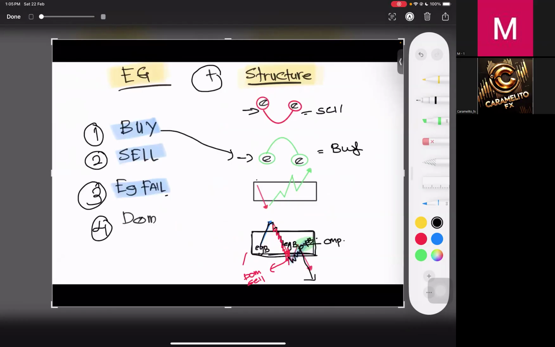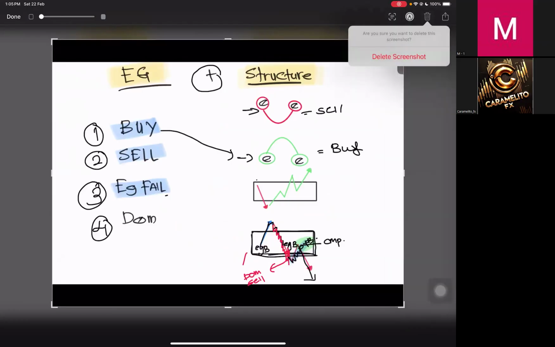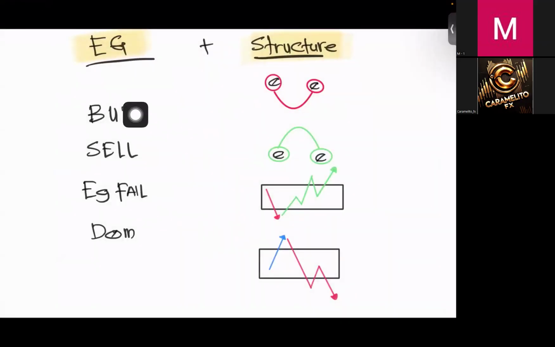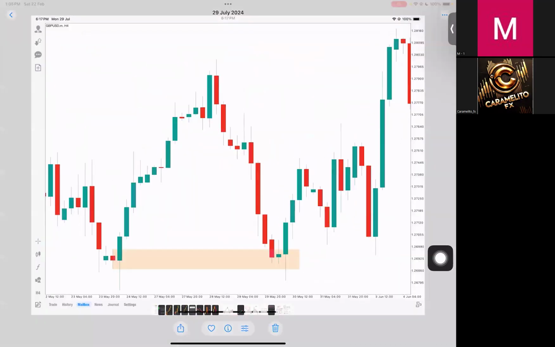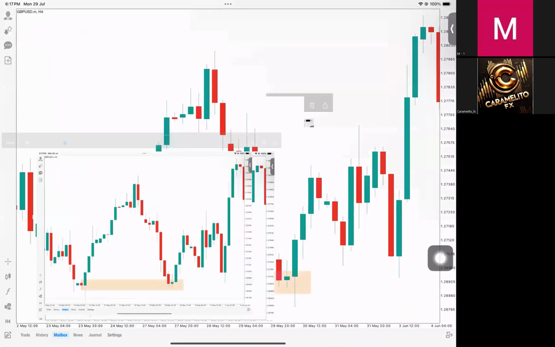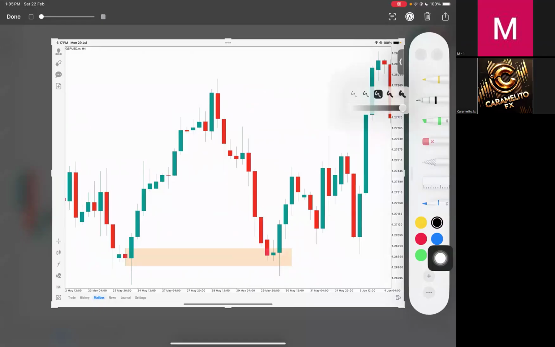Okay, cool. So you just need to remember these four: engulfing buy, engulfing sell, EF dominant, engulf to engulf sell, engulf to engulf buy, engulfing fail buy, engulfing fail sell. First, I'll give you an example. This one, what structure is this? Can you tell me? Yes, EG buy, EG bar structure. Perfect. This is an EG bar to EG bar structure.